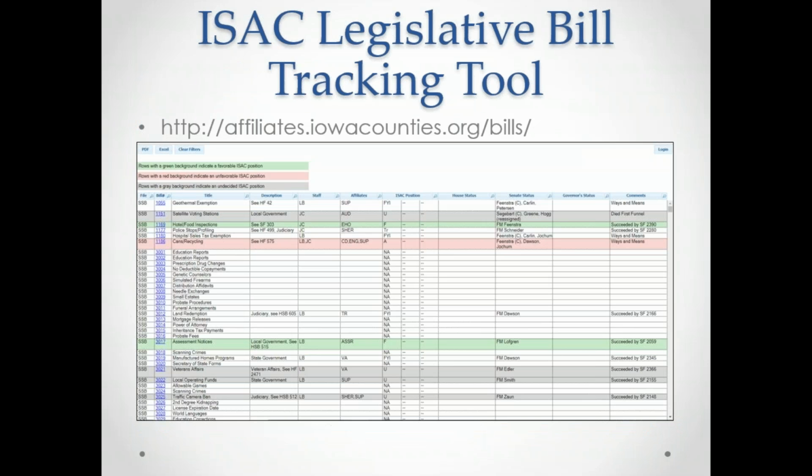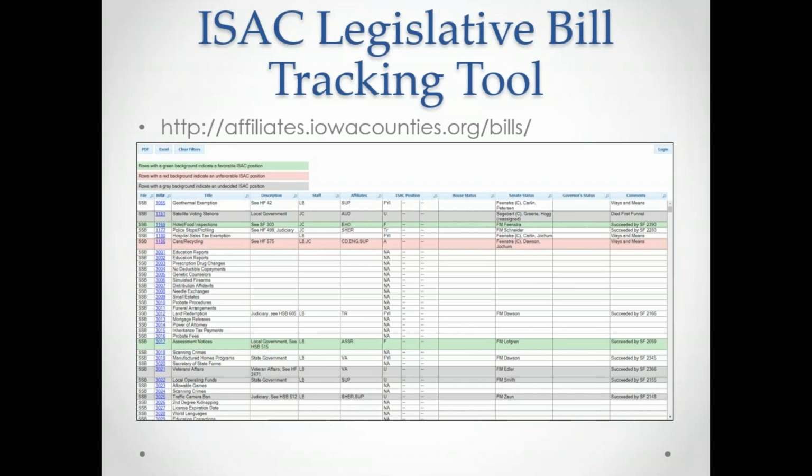And next, the ISAC legislative tracking tool. On our website, you can go to our tracking tool either by typing in the address that you can see on your screen, or by going to iowacounties.org and clicking on the legislative tab and going to Bill Tracker.